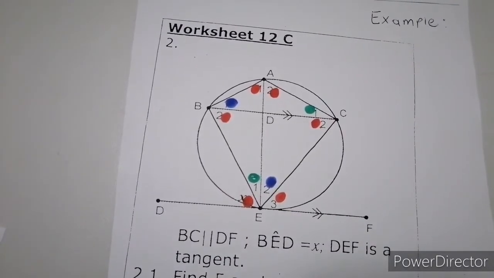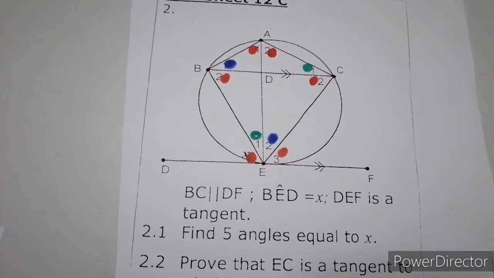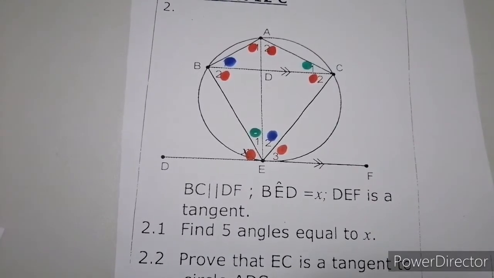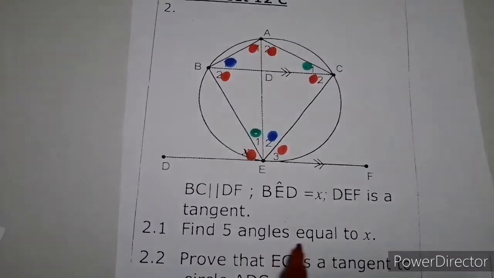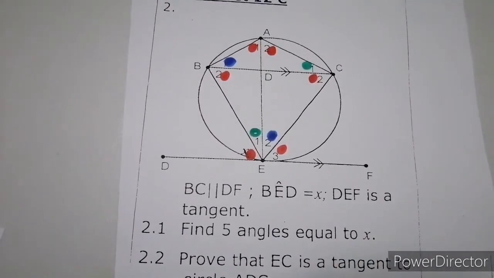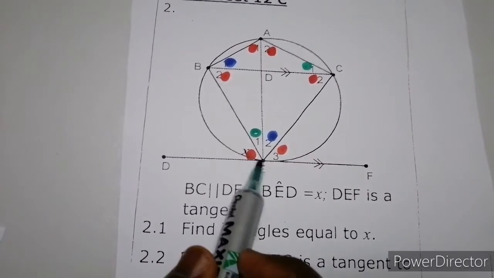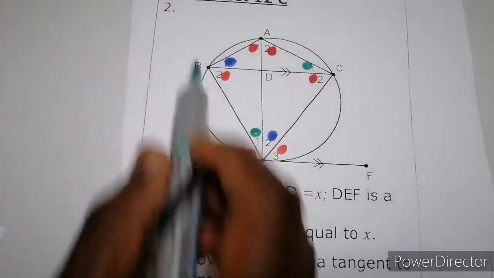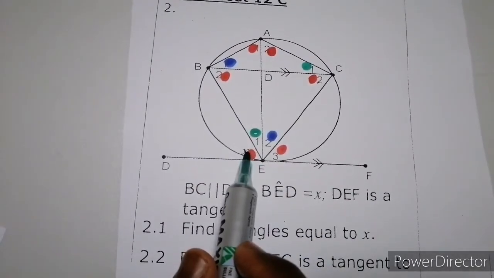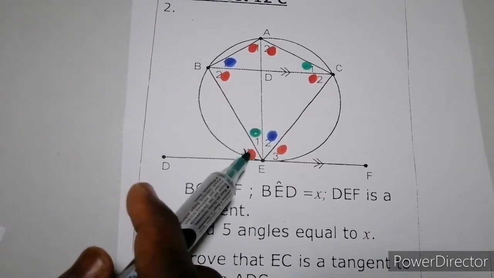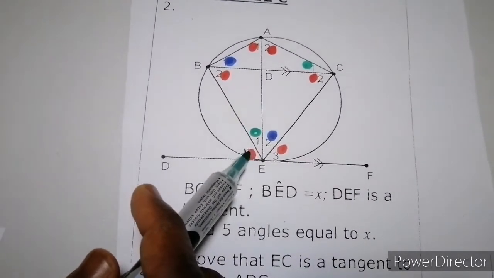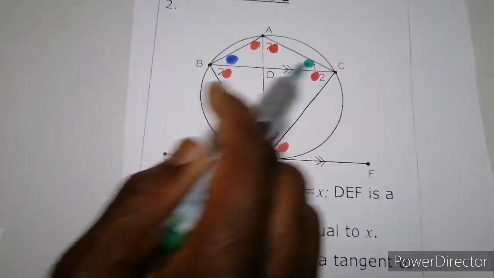Now, after doing rough work, if you think it is enough, then you look at your question and check the answers from your rough work. Now, they said find 5 angles equal to x. That is the first question. We were given that angle DEB is x. Now, if you check, many angles are indicated the same as this one. How many are there? Let's count. 1, 2, 3, 4, 5.